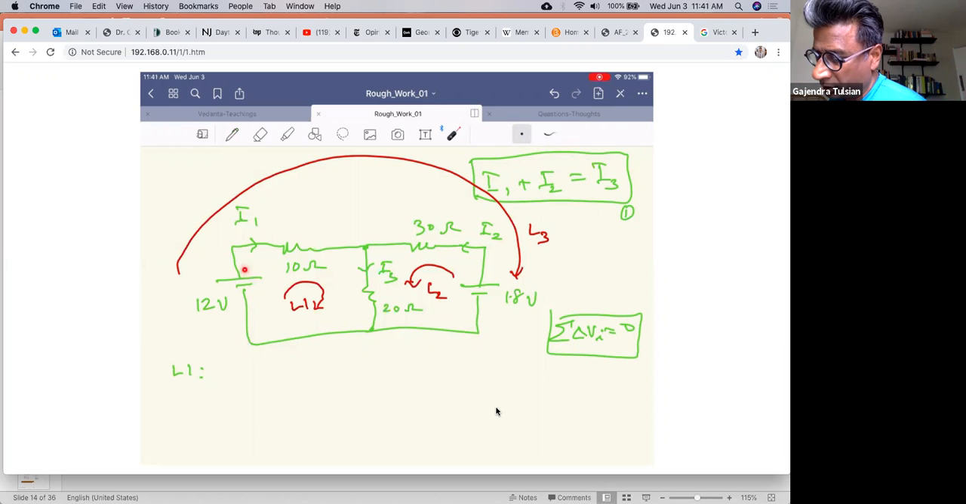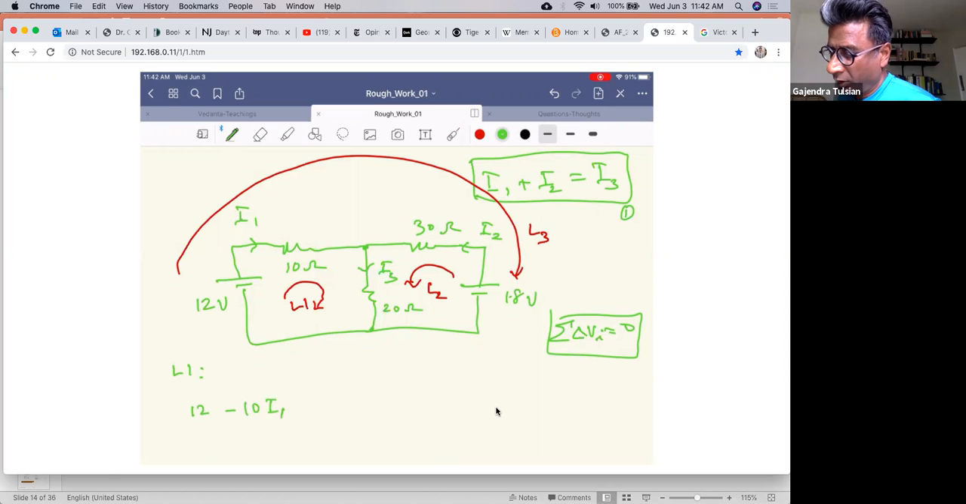All right, so we're going to start here. When you go across this element, you're going from a lower voltage to a higher voltage, so the change in voltage is plus 12 volts. The next element you're going across is this one. You're going with the current. Current flows from a higher voltage to lower voltage, so the change in voltage would be negative I1 R. So it would be negative 10, R is 10 ohms, I1.